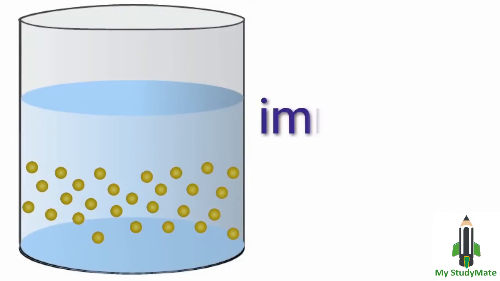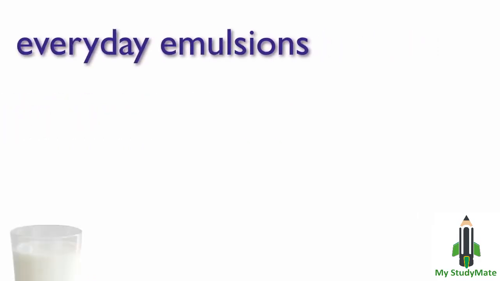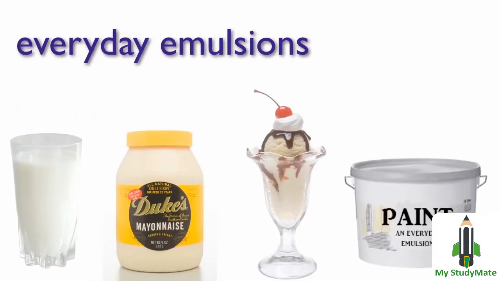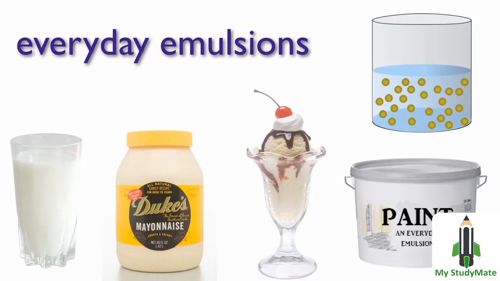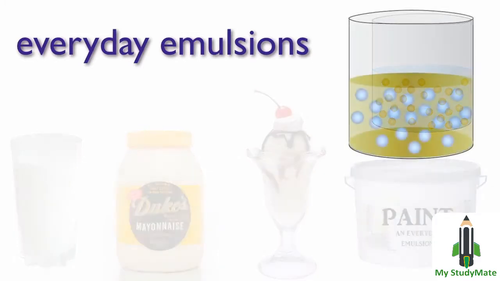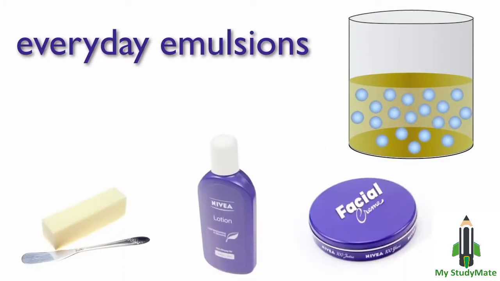Since oil and water are immiscible, the oil droplets will reform the original layer. Common everyday emulsions include milk, mayonnaise, ice cream, and paint. These emulsions are mostly oil droplets in water. Emulsions can also exist as water droplets in oil. Real-life examples include margarine, lotions, and facial cream.